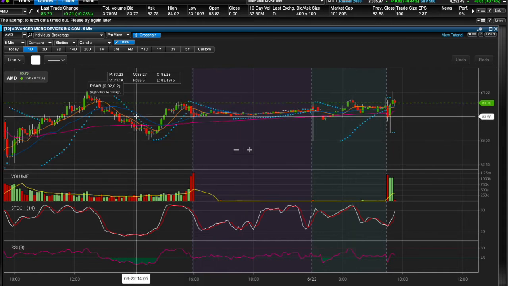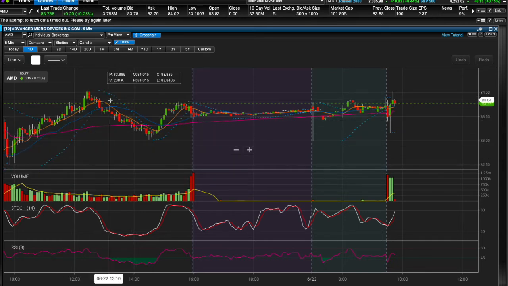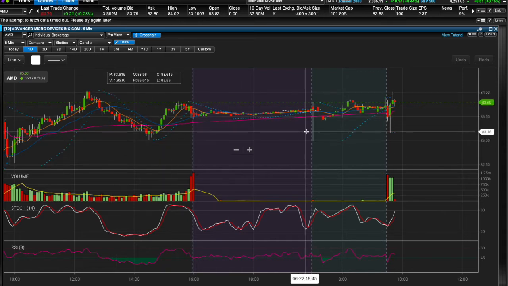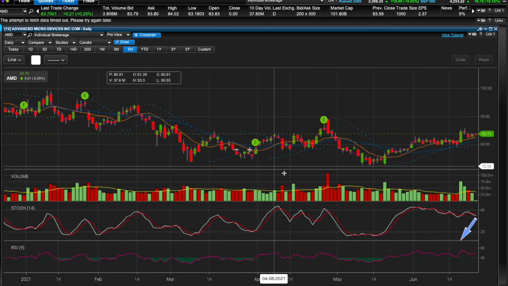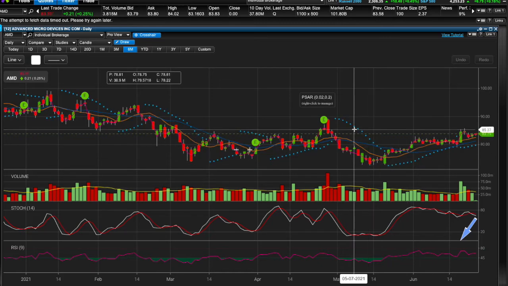But in itself, it is a trading system where if the dots are under the stock candles, you are bullish, and if it's above, it's bearish. And you can use them on an intraday chart and a daily chart. So if the parabolic SAR is under, you should be bullish. If it's above, you're bearish.